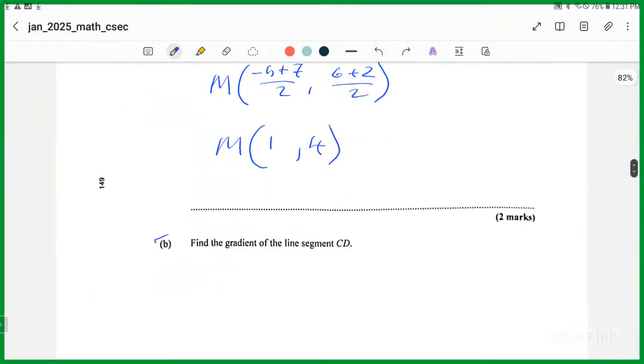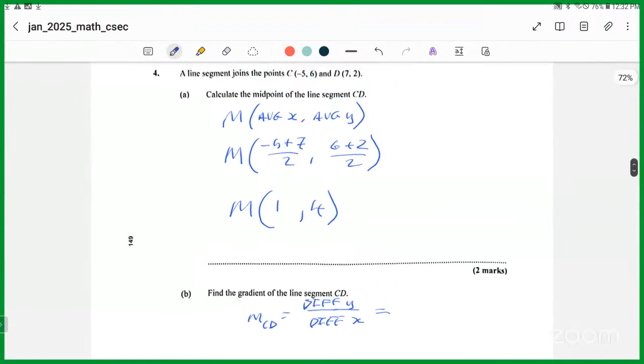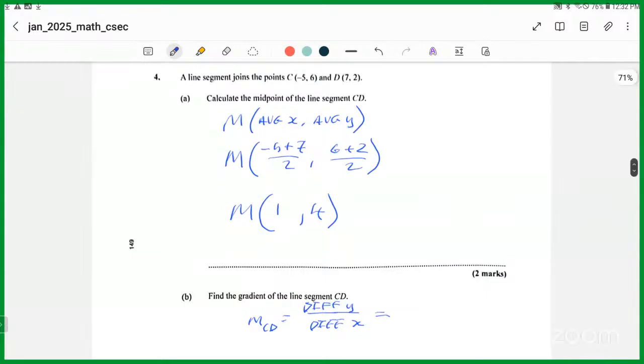Next part says, find the gradient of the line. Remember, gradient is rise over run. So, the gradient of CD equals difference in y over difference in x. Difference in y is the rise, difference in x is the run. Remember that the direction you go for the difference in y, you have to use the same direction for the difference in x. So let's say we're using this point minus this point. So that's the D y value minus the C y value. That's 2 minus 6. 2 minus 6 is the difference in the 2 y values.